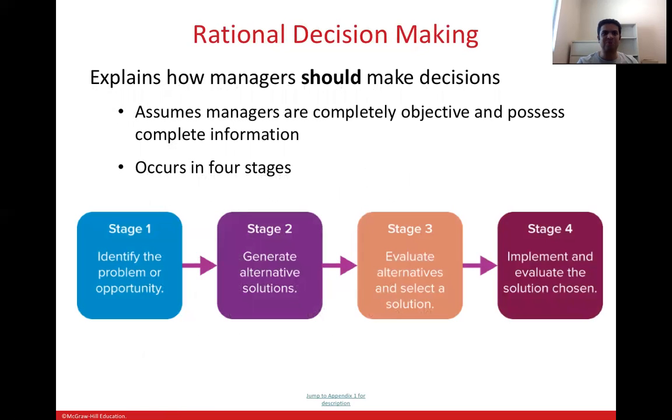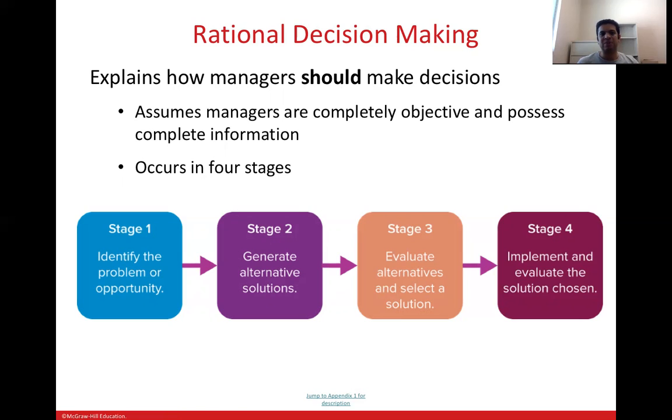Okay, so when we're talking about how we are supposed to behave, there's rational decision making, which explains how managers should make decisions. It's rational because we think of it as being the ideal way in which we should make decisions. What we say is that managers should be as objective as possible and have all of the information they have on hand to make a decision. And it follows 4 stages.